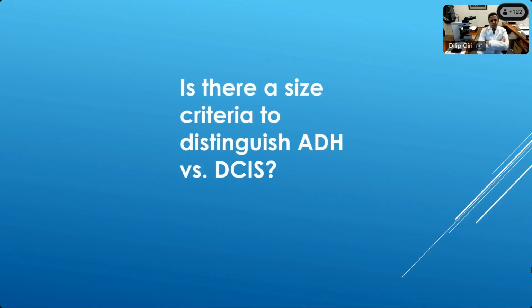So now this brings us to the question: is there a size criterion to distinguish ADH and DCIS? Because the way ADH is managed is quite different from how DCIS is managed. In our setting, if you make a diagnosis of ADH, the patient will get an excision or a lumpectomy. And that pretty much is the end of the story. Now, many of these patients will be offered hormonal treatment as a preventative measure, but many of the patients may even decline to go on tamoxifen or similar agents.